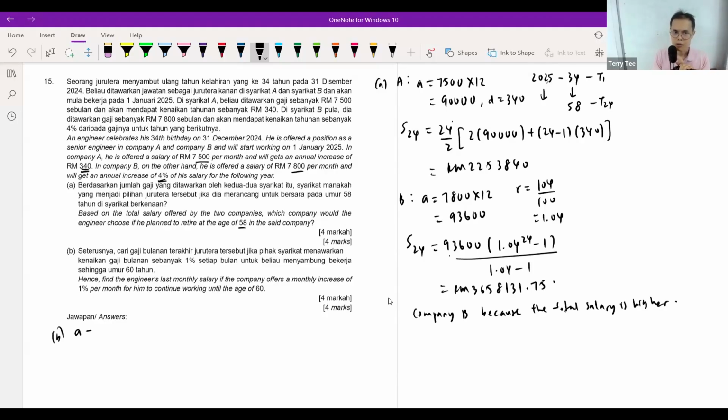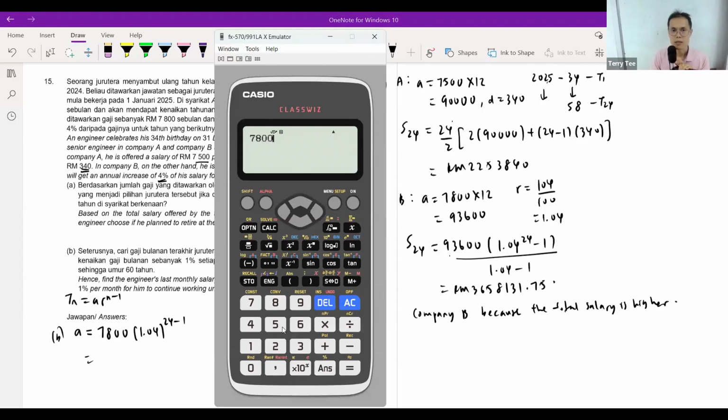So let's start by finding his salary at the age of 58, right? At the age of 58, what is his monthly salary? Now, we know we can just use 7,800, right? Using progression, Tn formula, Tn equals a r to the n minus 1. Because between 34 to 58, his salary increased by 4% per year. So we put 1.04, power 24 minus 1, right? You can write 23. So when you type in the calculator, write 23, 7,800 times 1.04 power 23.